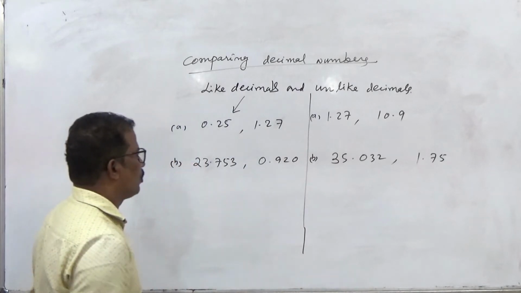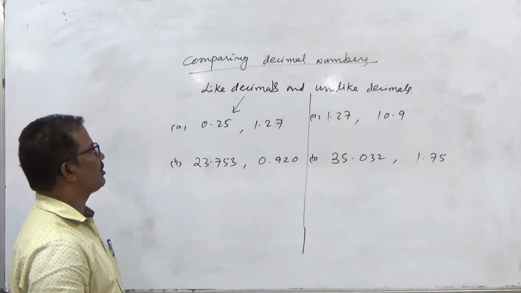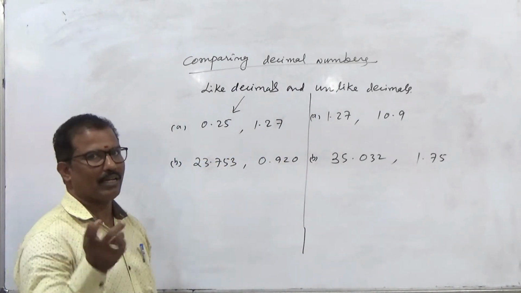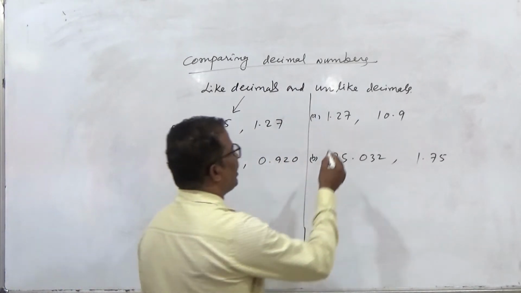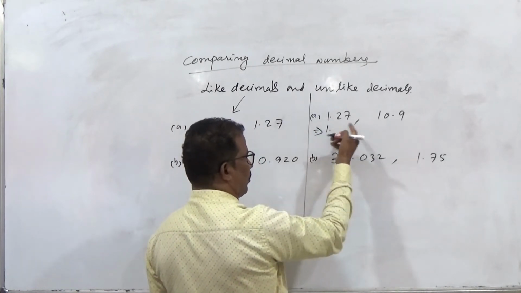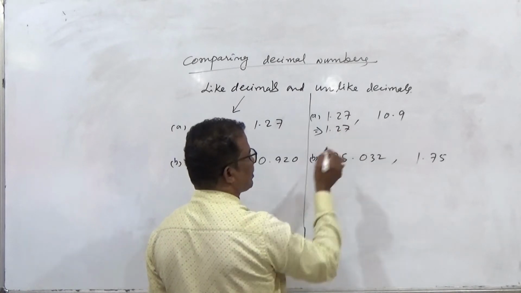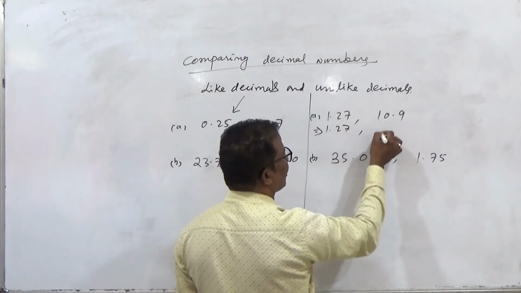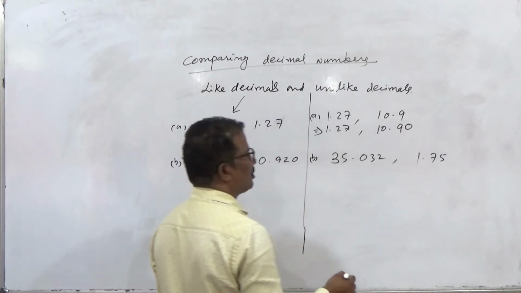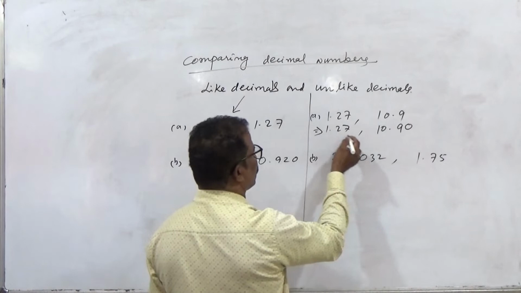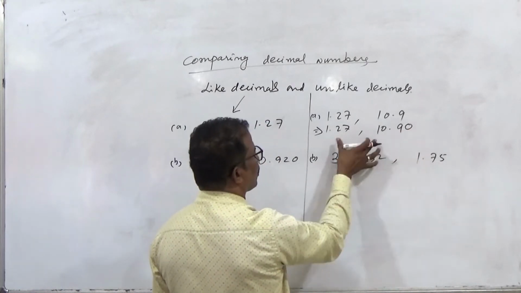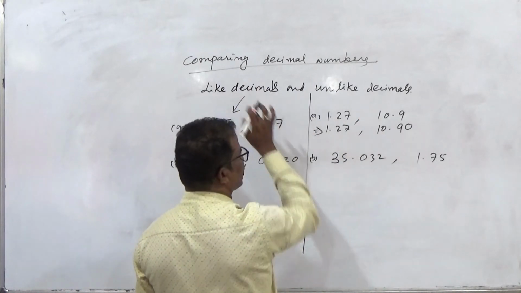So here the decimal places are 3 and here 2, that's why they are called unlike decimals. For comparing the decimal numbers, we have to convert the unlike decimals into like decimals, then we have to compare. How? By adding zeros. See here 1.27, 2 places are there, and in this case 10.9, we can simply write 0 here. 0 means nothing is there, but to equalize the decimal places we have added 0 here. Now these are converted into like decimals.